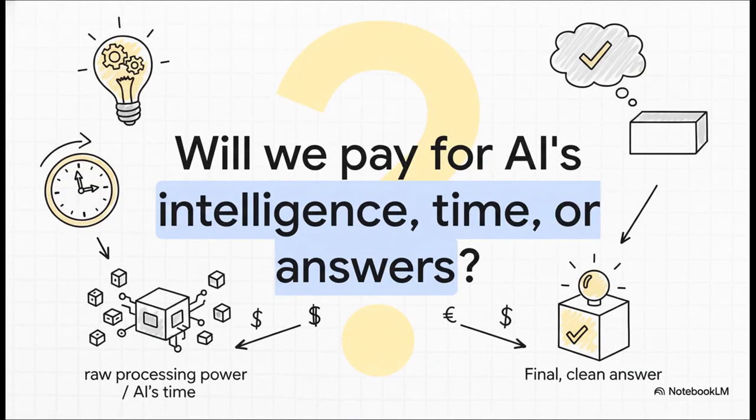And this all leads to a really big, kind of philosophical question for the future, doesn't it? These two pricing models, they really represent two different futures for how we pay for AI. As this tech becomes just another utility like power or water, what are we actually paying for? Are we buying the AI's intelligence, its time and effort, or are we just buying the final answer it spits out? How we answer that is going to define the entire economy of AI for a long, long time. It's definitely something to think about.